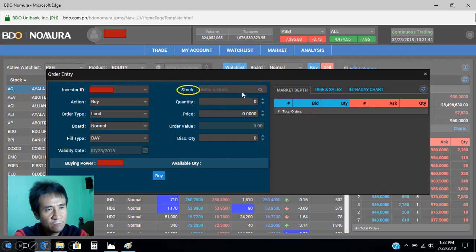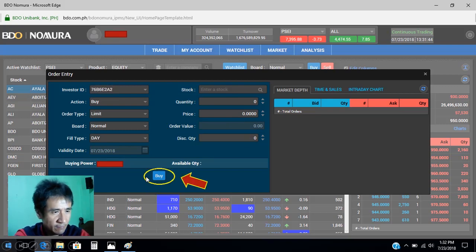and the stock. You must enter the stock symbol which you are trying to buy, and how many quantity, and the quantity should be matched in the board lot. Okay, and you can put the price, which price you would like to buy, and the order value, just leave it. The system will compute it for you, and leave that and click buy. So that is the proper way of buying the stock. Okay.